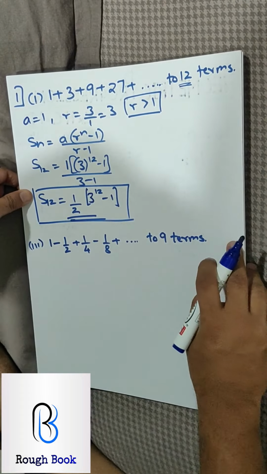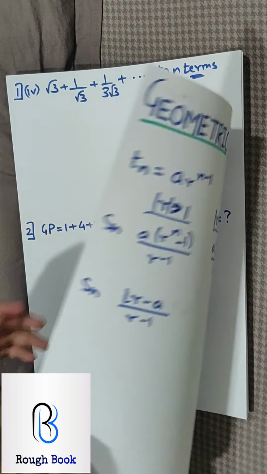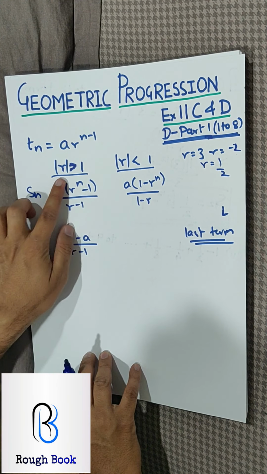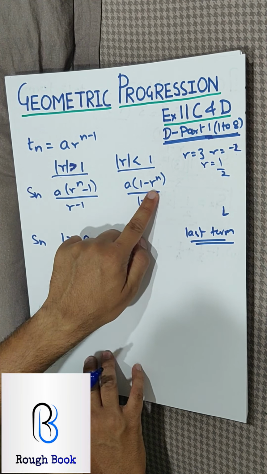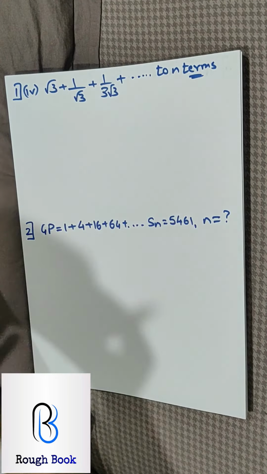Alright, can you try 1 part 3? Come on, everyone pause. Go ahead. Should I show you the formula once again? A times R raised to n minus 1 if R is greater than 1. 1 minus R raised to n if it is less. If the last term is given, then we'll use this one, which we'll see later.